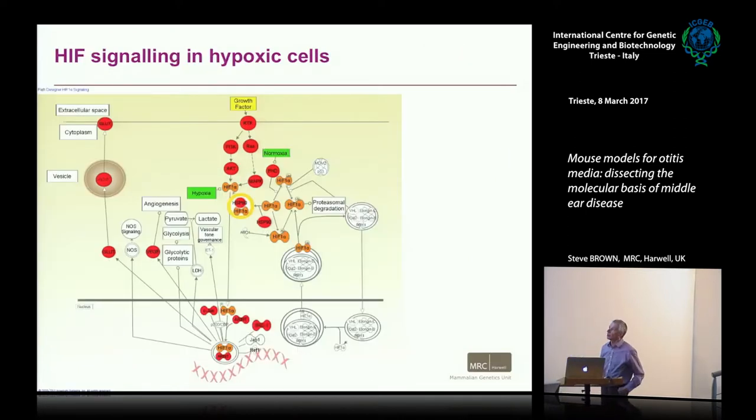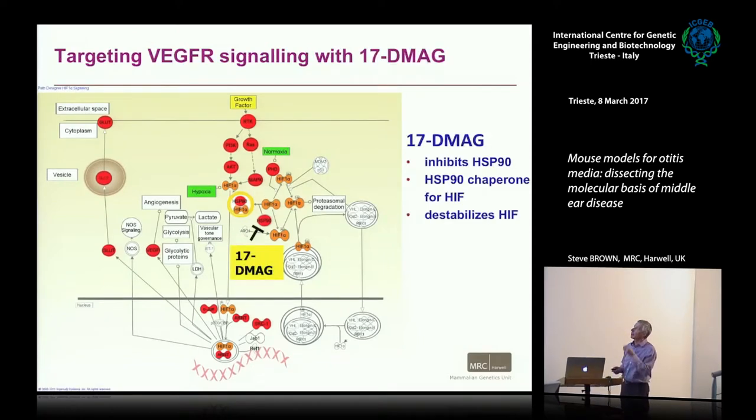It's worth pointing out also that we could use drugs that actually impact upon the HIF-1 signaling pathway itself, the hypoxia signaling pathway. There is this compound here, 17-DMAG. It inhibits the heat shock protein HSP90, which is a chaperone for HIF-1 alpha and destabilizes HIF. So this was another potential drug that we threw into the mix.